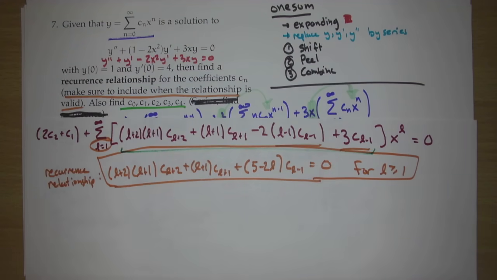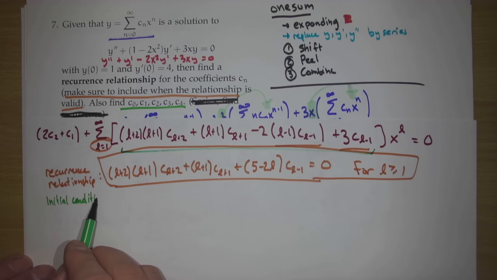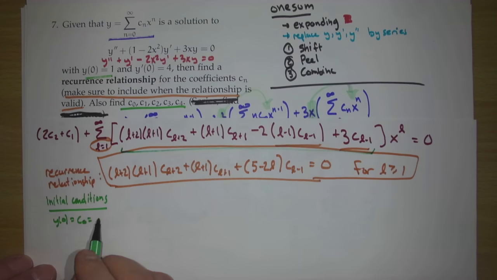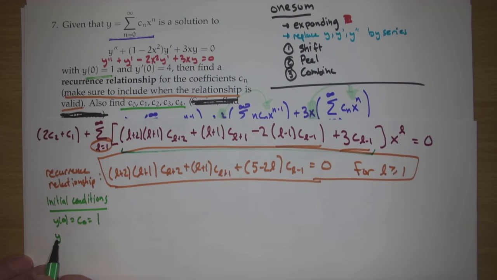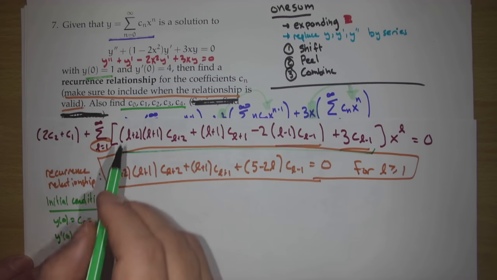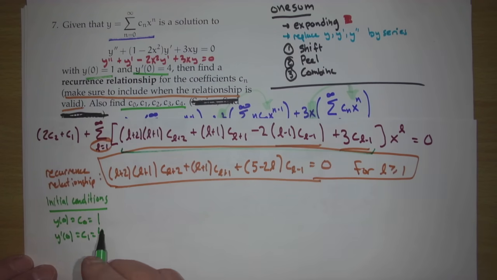Yeah, find your constants. Sorry, find some of your coefficients. Well, some coefficients are freebies. So how do you find your freebies? You use your initial conditions. And our y of 0 is C0. Well, we know what y of 0 is. It's 1. Our y prime of 0, that's our C1, and that's 4.